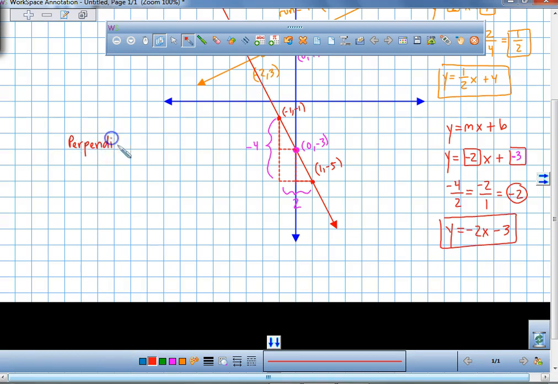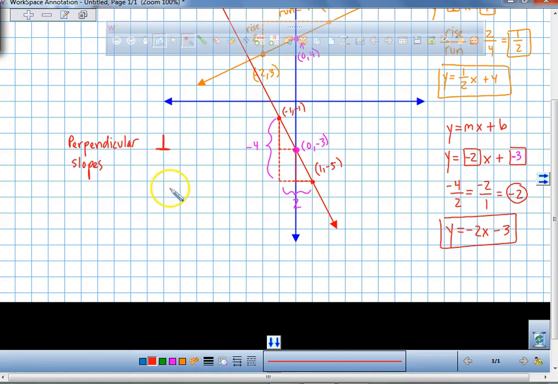Now, something interesting here, and something we're going to be covering pretty quick, is called perpendicular. It's not going to be in this assignment, but you need to know what perpendicular slopes are. By the way, here's the symbol for perpendicular. You might want to write it down in your journal. Anytime you see this upside down T, that means perpendicular. Does anybody know what type of angle perpendicular lines make? Yeah, a right angle. Very good. So it always makes 90-degree angles.